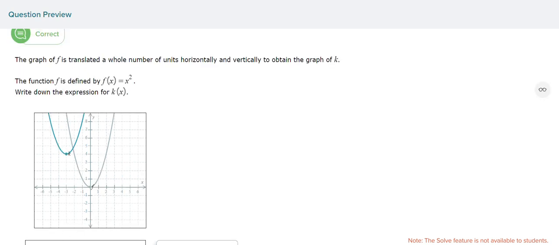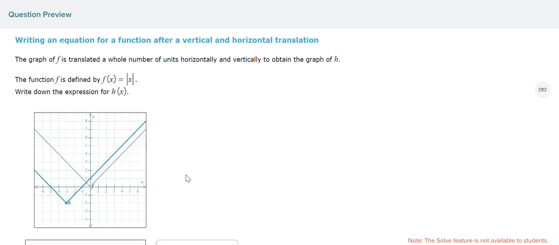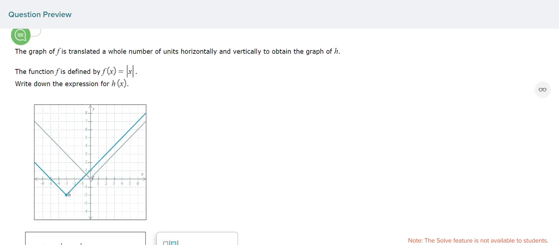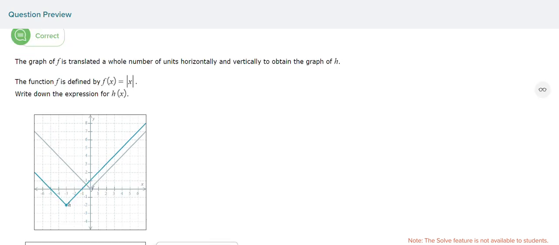Let's go ahead and do one more. We now have the absolute value sign. So again, same idea. Let's just write our absolute value of x here. And let's see, we started at f and we have shifted 1, 2, 3 units, so the opposite sign, x plus 3. This time though we have shifted down 1, 2 units, so minus 2. Okay, so there are our first 2.